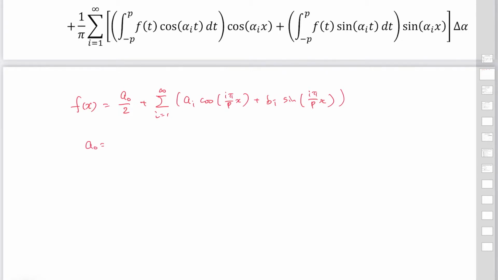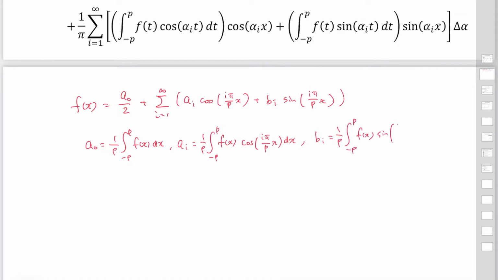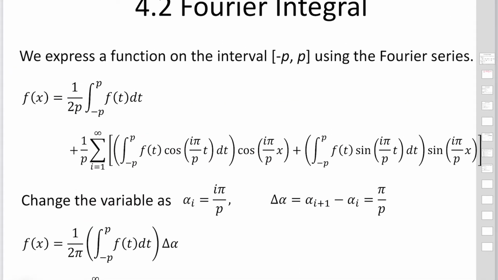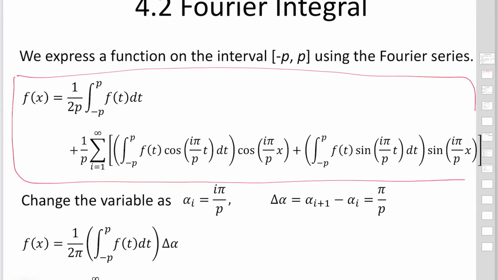And a sub 0 is calculated as 1 over p times the integral from minus p to p of f(x) dx. And a sub i is 1 over p times the integral from minus p to p of f(x) cosine(i pi over p x) dx. And b sub i is 1 over p times the integral from minus p to p of f(x) sine(i pi over p x) dx. We'd like to substitute these equations into each term. Then it becomes this equation. So this is the expression of f with trigonometric functions.